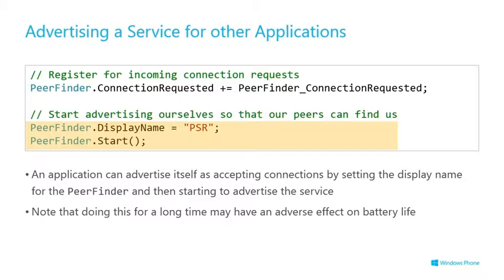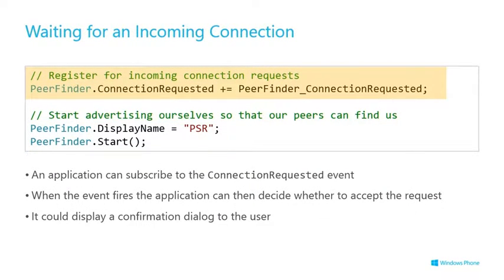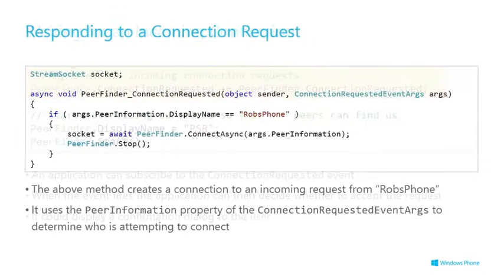So other people can discover you and could connect back into you. Then that connection requested event is where you're going to get notified that another device wants to connect to you. And of course, when that event handler fires, your code can put some UI up to your user saying, so-and-so is trying to connect to you. Are you okay with that? And if they say yes, then you make the connection. So this is an example of that.